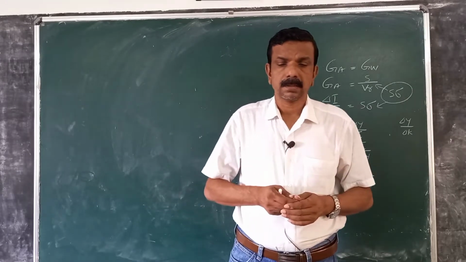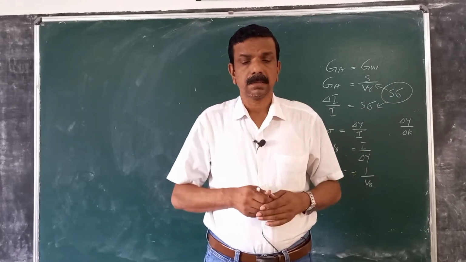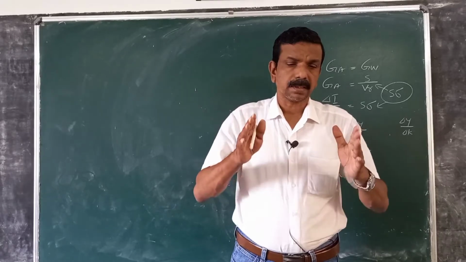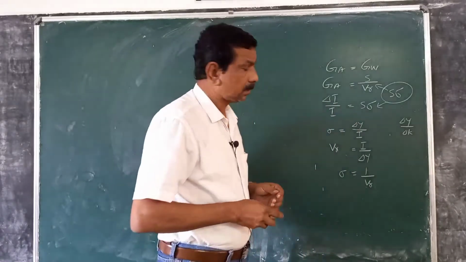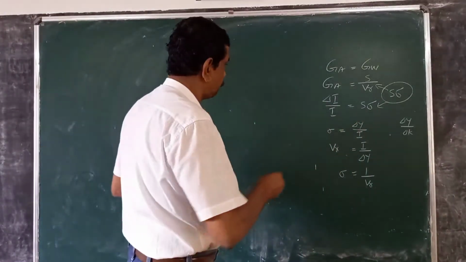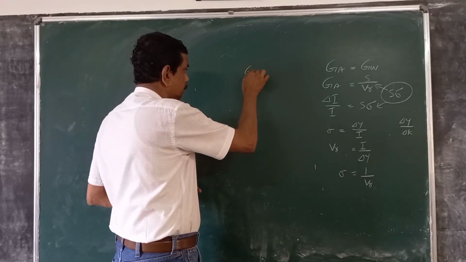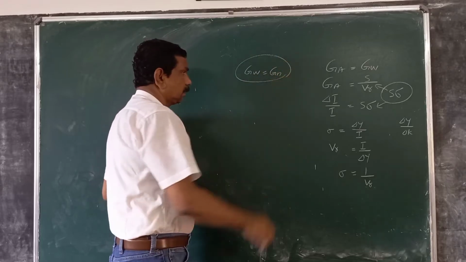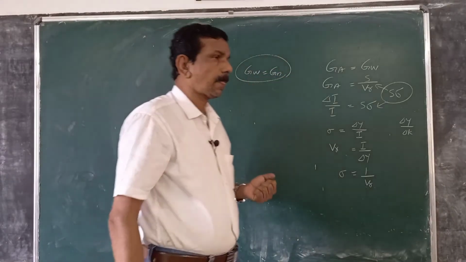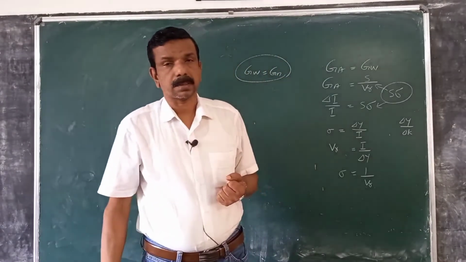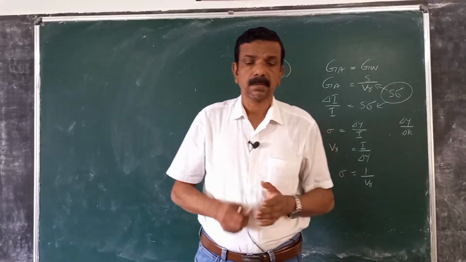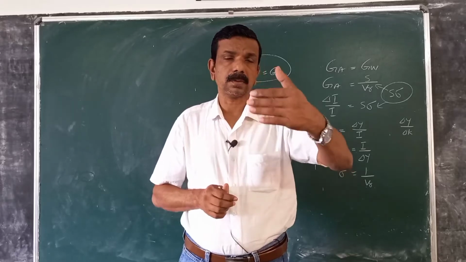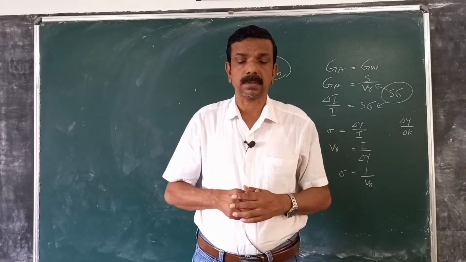But a perplexity arises here. The perplexity is Harrod equilibrium at a full employment requires that GW is equal to GN. In the Harrod model, equilibrium growth rate, steady state growth rate with the full employment requires that warranted growth rate is equal to natural growth rate.